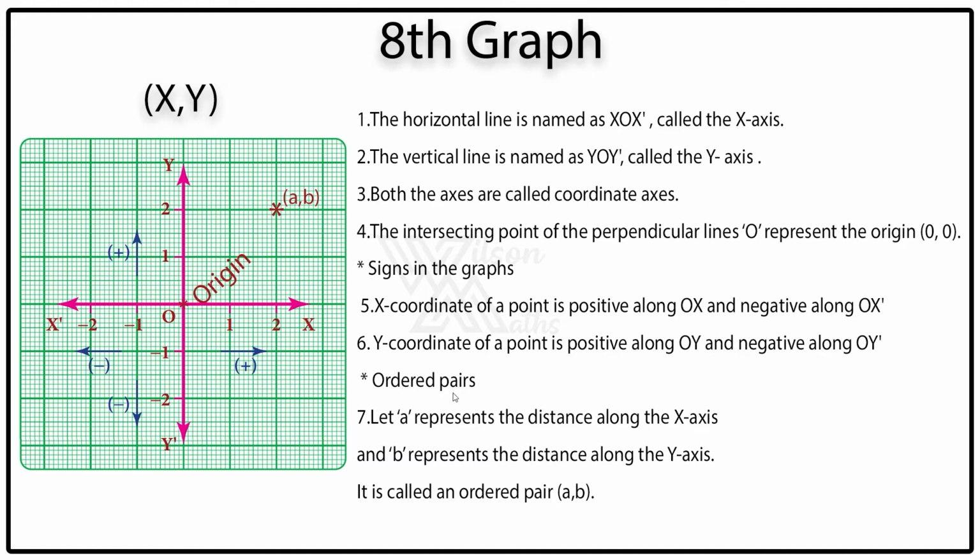Ordered pair. So this point A, B. Let A represent the distance along the x-axis. This x-axis distance is A. This y-axis distance is B. Ordered pair A, B.